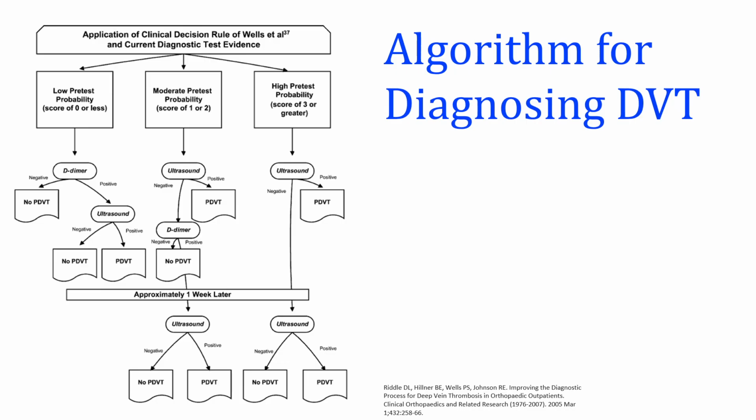If results are unclear or negative, but suspicion remains high, repeat ultrasound may be performed about 1 week later. This stepwise approach helps clinicians efficiently rule out DVT, avoid unnecessary anticoagulation, and ensure that patients with true clots are identified and treated promptly.